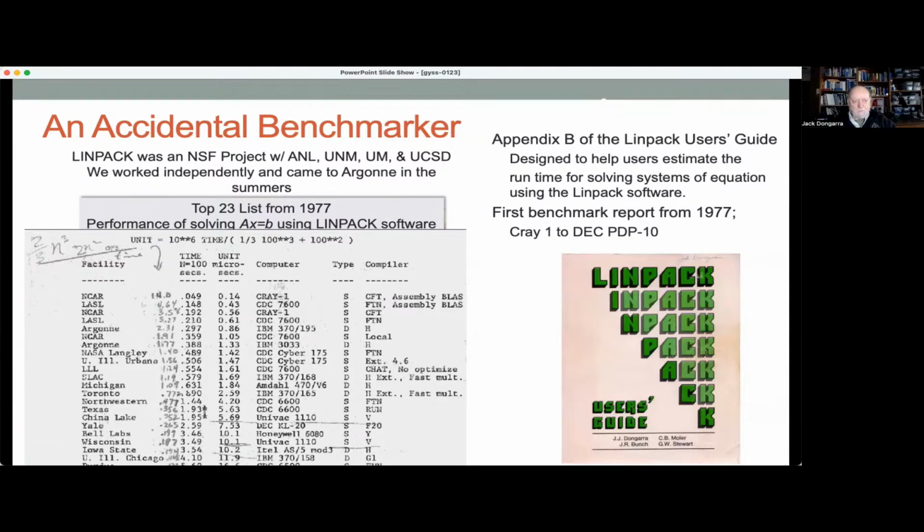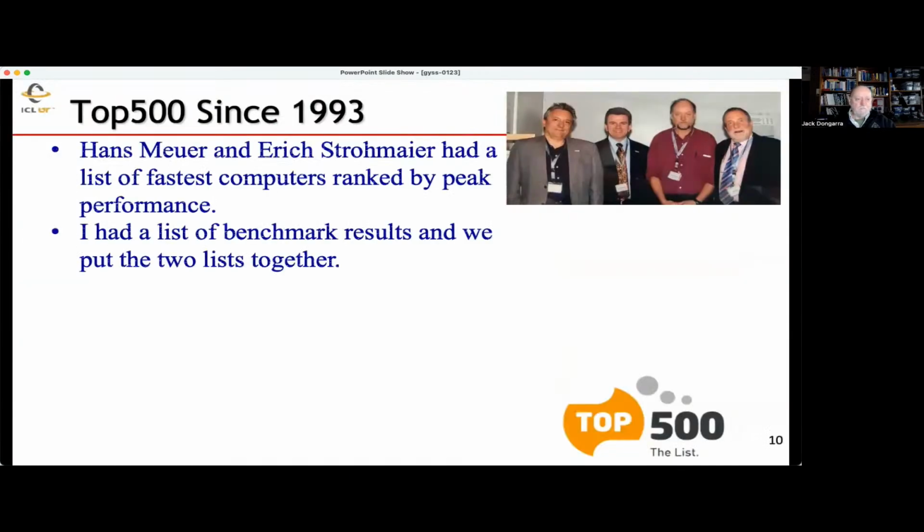So that was back in 1977. A lot has changed since then. A number of years later, I had a list. That list of 23 machines grew to be a list of a few thousand machines.